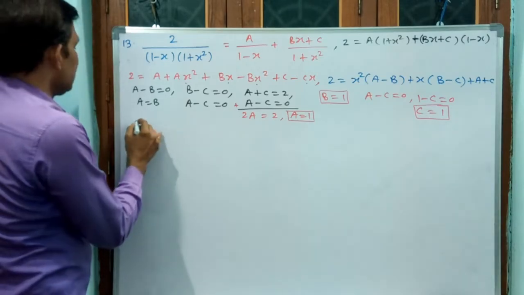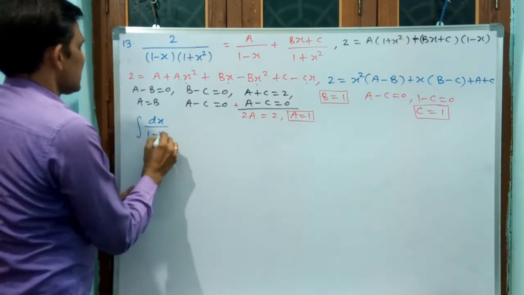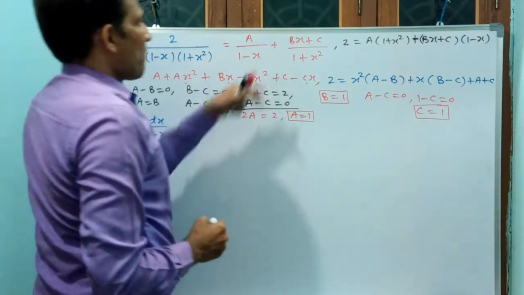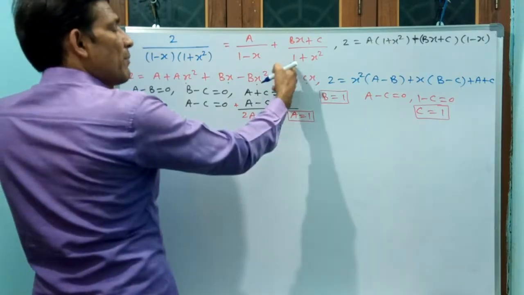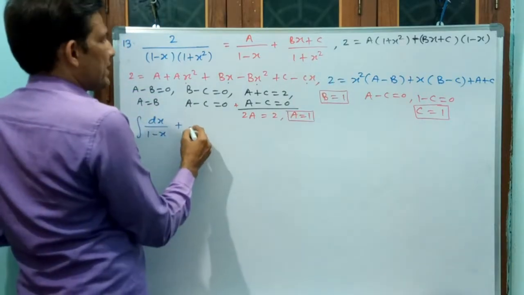Shall I take it directly? Integral dx by 1 minus x. Why? Because 1 by 1 minus x into dx, both are the same. Okay? Plus, see, bx by 1 plus x square I am making separate, c by 1 plus x square I am making separate. You see how I am writing?